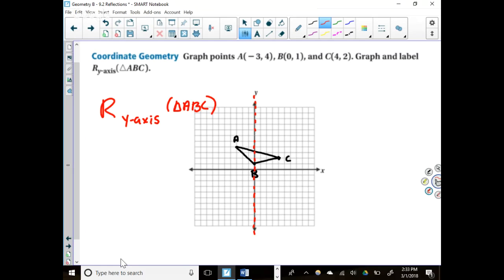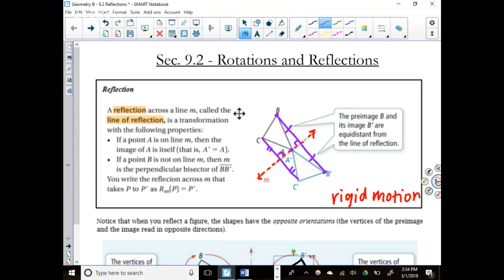Okay, so we had talked about in the first picture that the B and the B prime have to be equidistant from the line of reflection. Now, do we see that it has to stay in that line? I didn't take B prime and move it over here, right? It stays in that line. Okay.